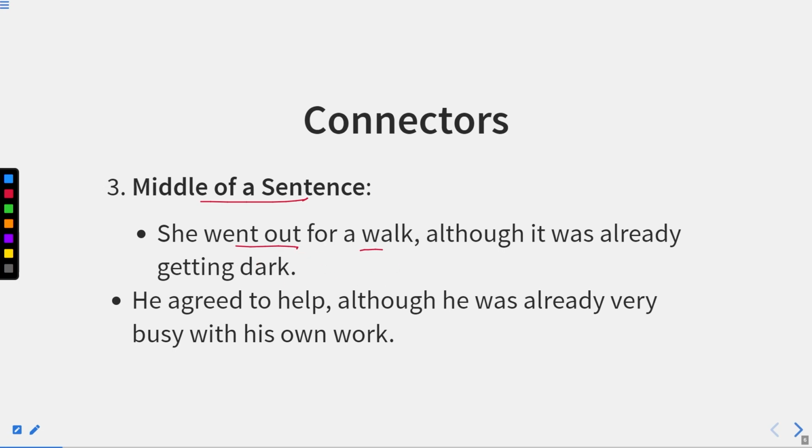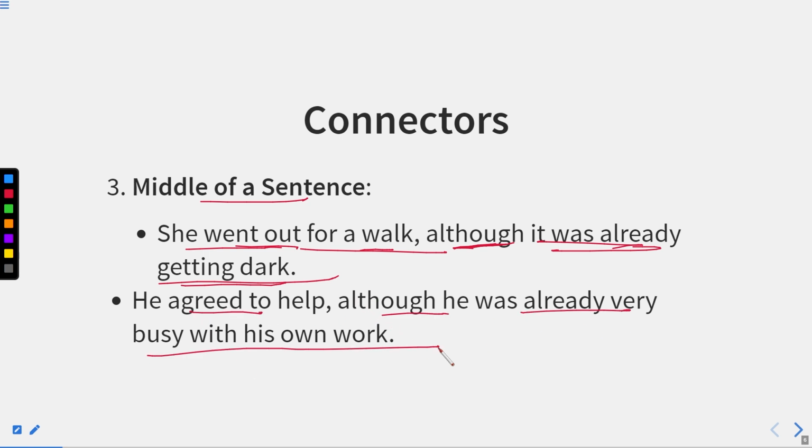Now, she went out for a walk although it was already getting dark. So this is actually showing the contradiction. She went out for a walk although it was already getting dark. He agreed to help although he was already very busy with his own work.